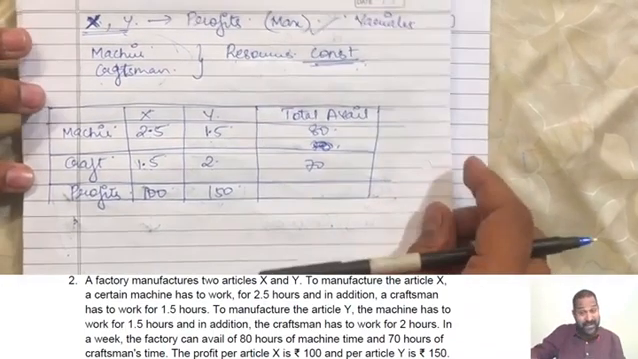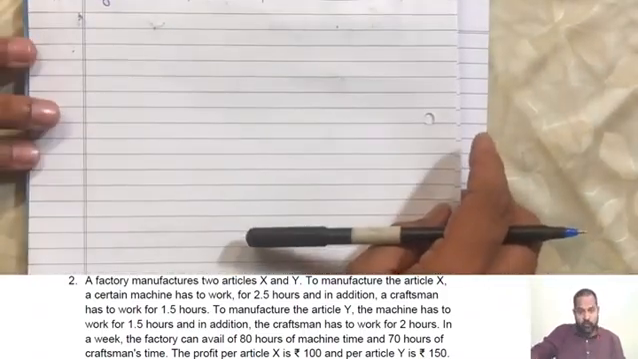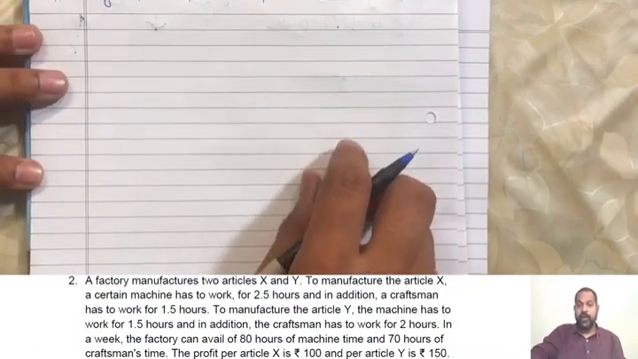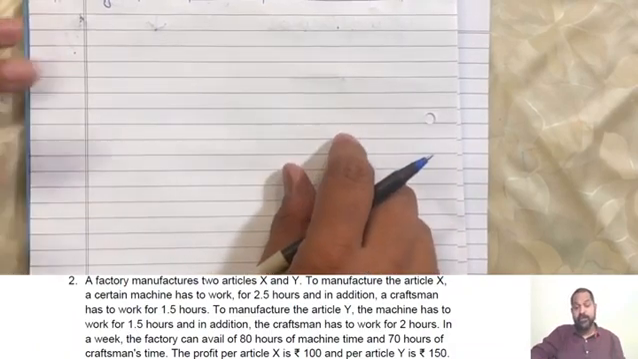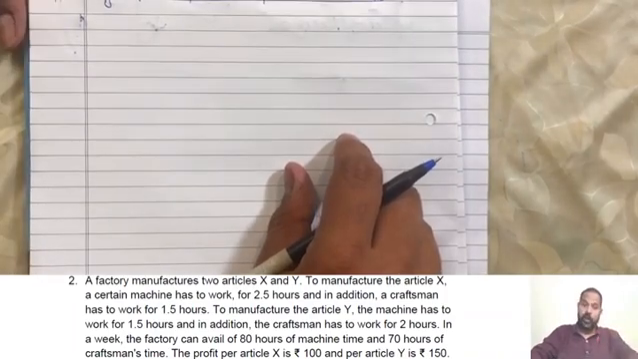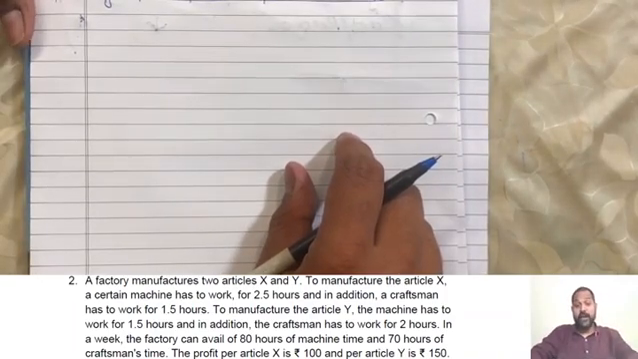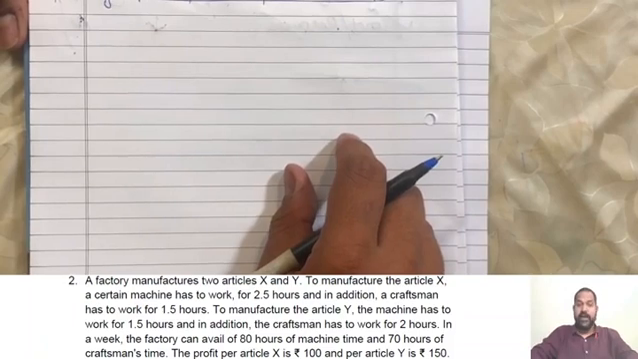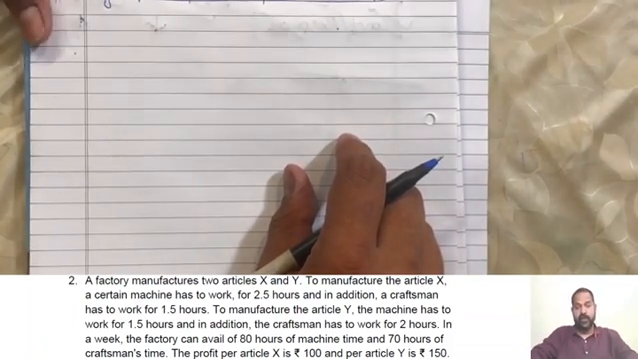I'm going to repeat this again only once for this question. A factory manufactures two articles X and Y. To manufacture the article X, a certain machine has to work for 2.5 hours and in addition, a craftsman has to work for 1.5 hours. To manufacture an article Y, a machine has to work for 1.5 hours and a craftsman has to work for 2 hours. In a week, the factory can avail 80 hours of machine time and 70 hours of craftsman time. The profit per article X is 100 and per article Y is 150.